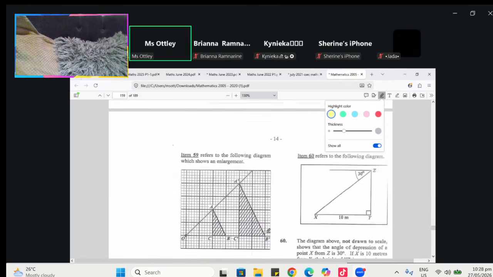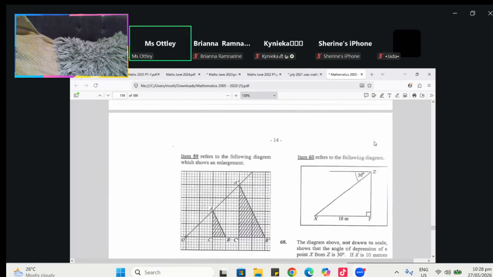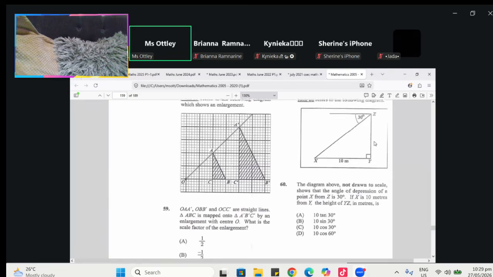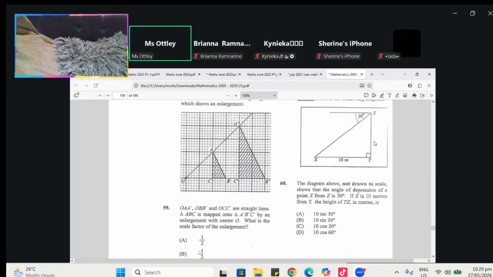All right, and question 60 in the diagram. Item 60 refers to the following diagram. The diagram above, not drawn to scale, shows the angle of depression of a point X from Z is 30 degrees. If X is 10 meters from Y, the height of YZ in meters is A.